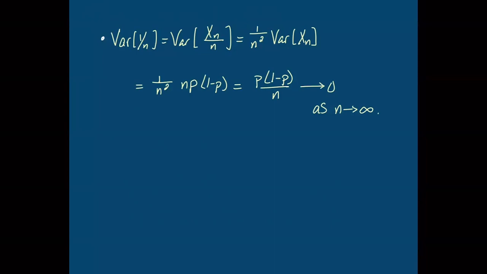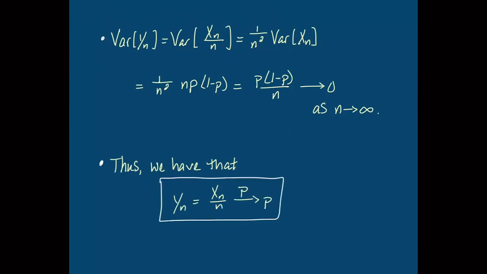In summary, we have that yn is an unbiased estimator for p, and the variance for yn goes to 0 as n goes to infinity. Therefore, we have that yn converges in probability to p by that theorem that we had.